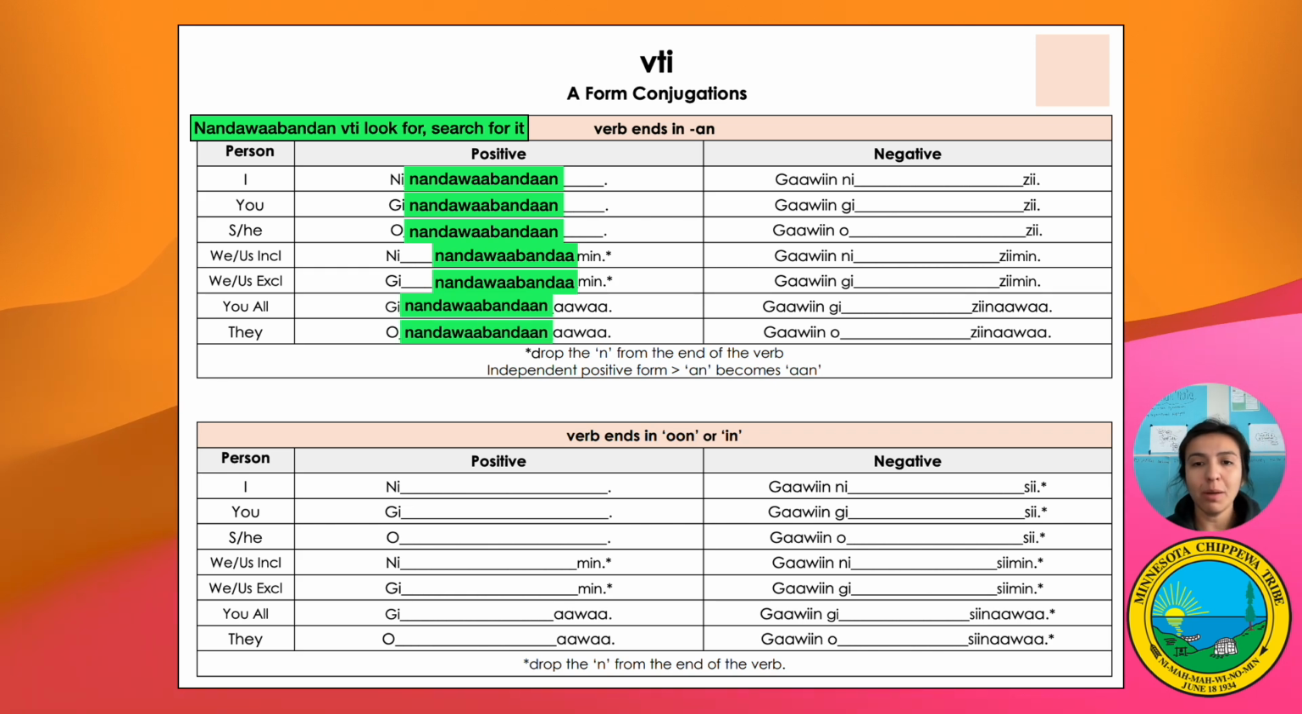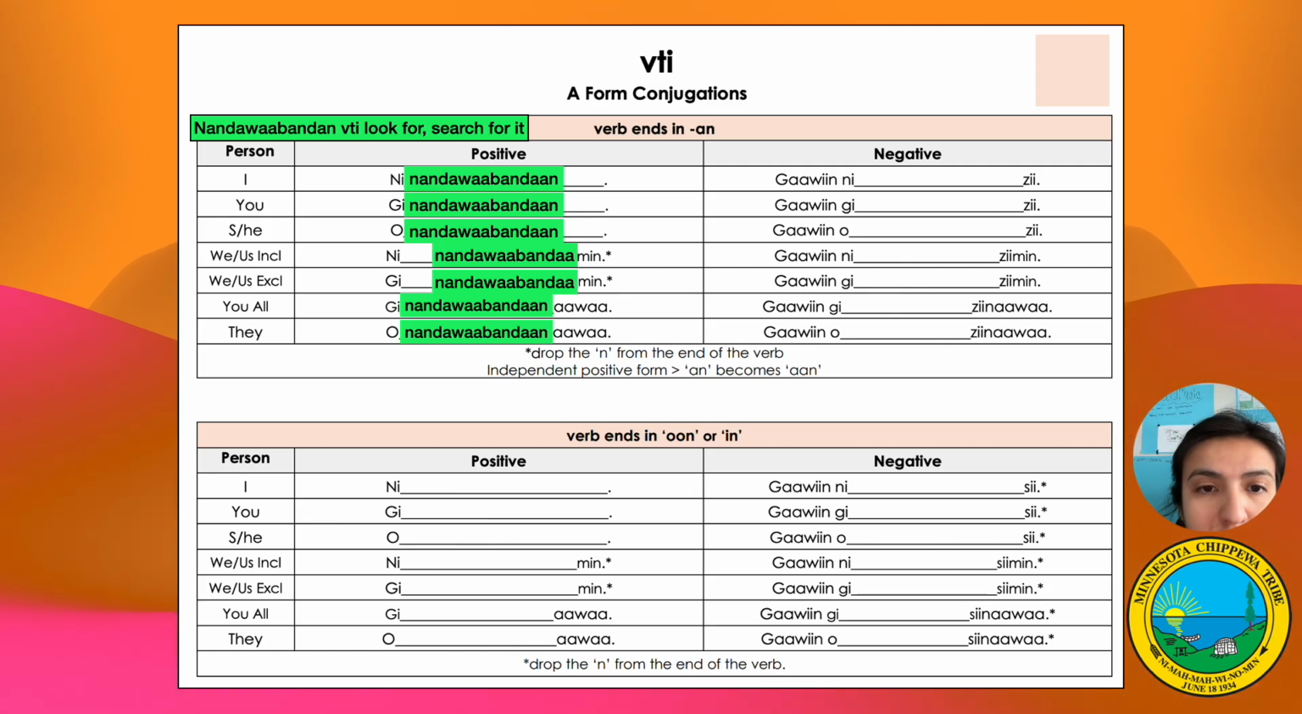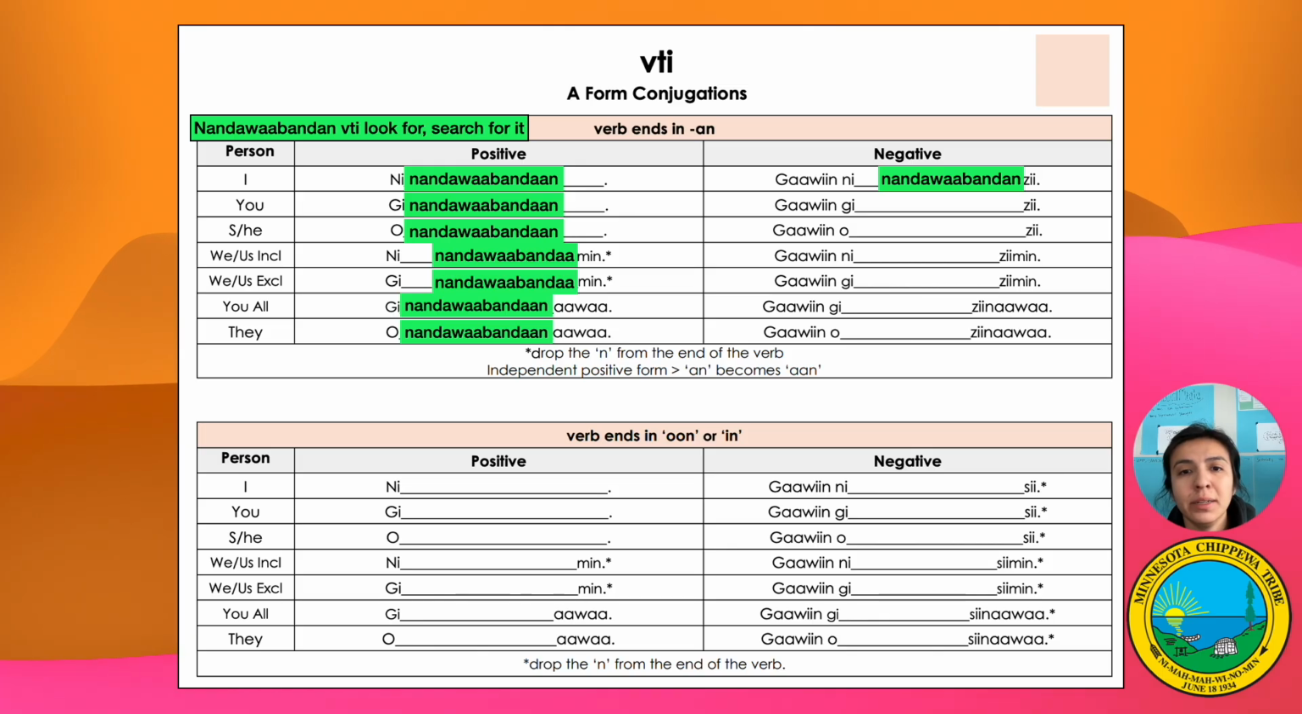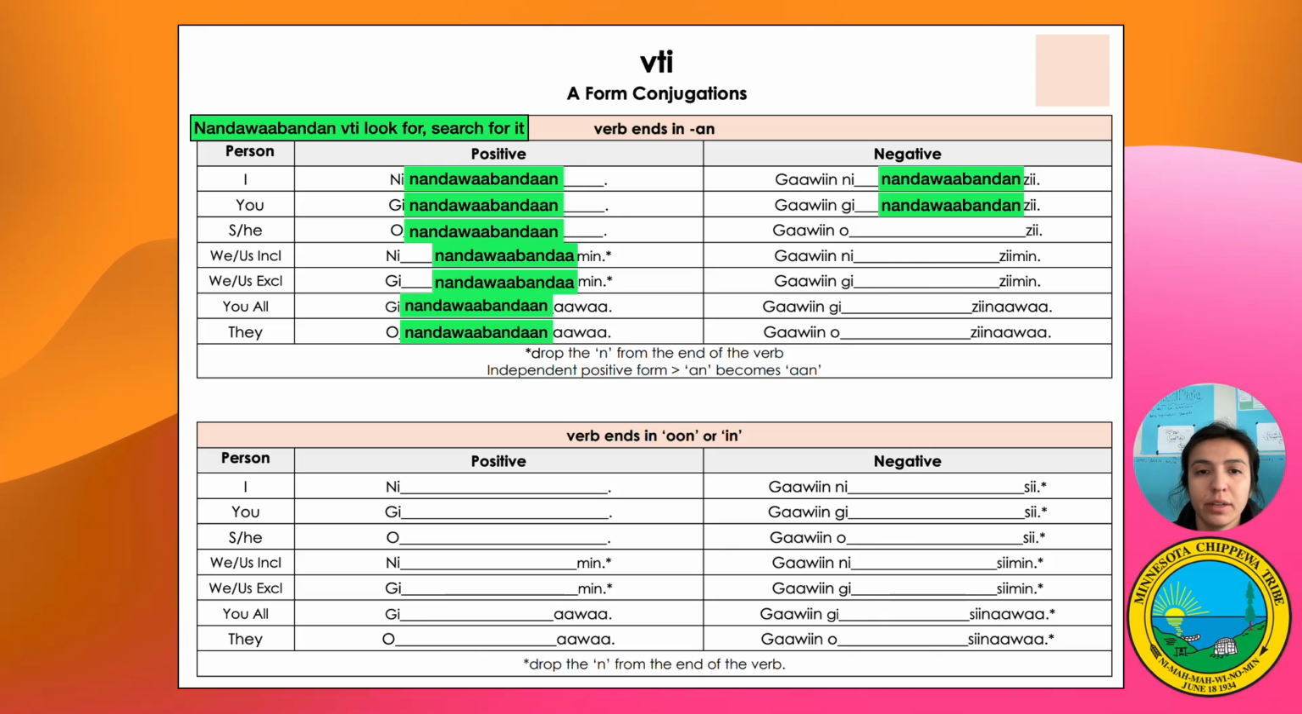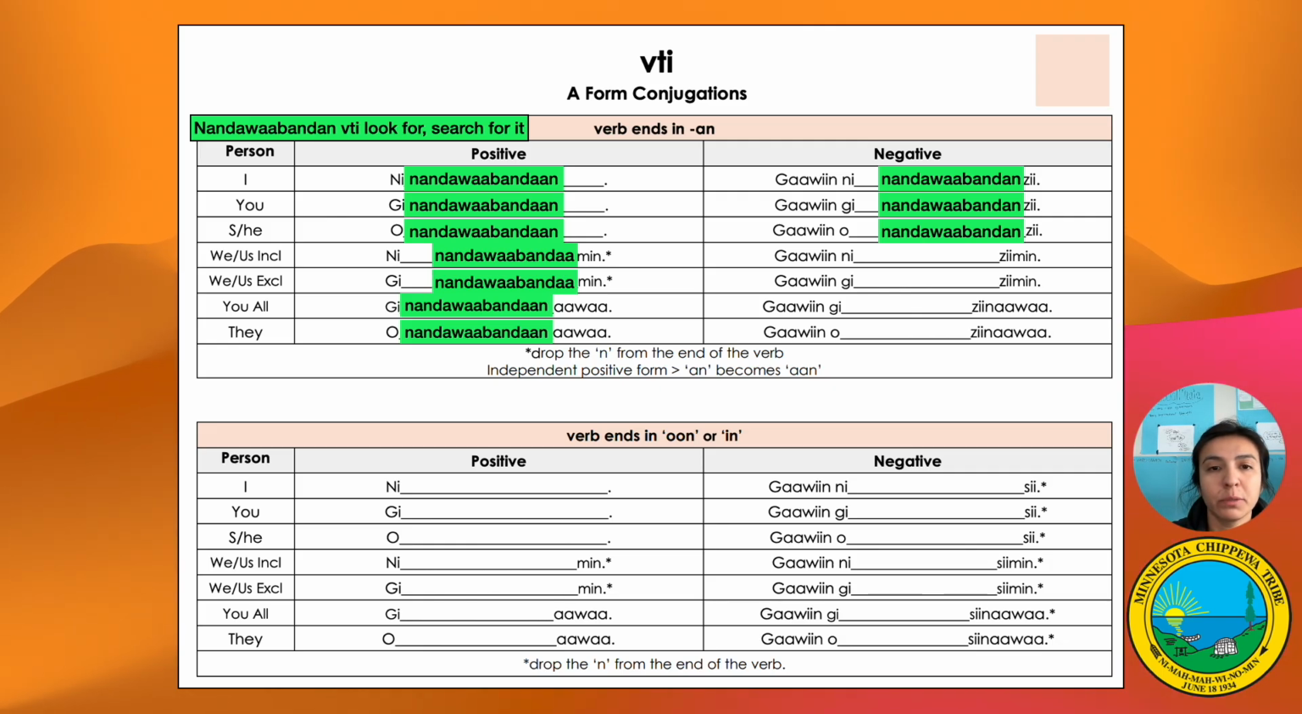Onandawabandanawa. If we're to say, I am not looking for it. Gawin inandawabandanzi. You are not looking for it. Gawin ginandawabandanzin. He or she is not looking for it. His or her pencil. Gawin onandawabandanzin odojibiaganak. He's not looking for his pencil.